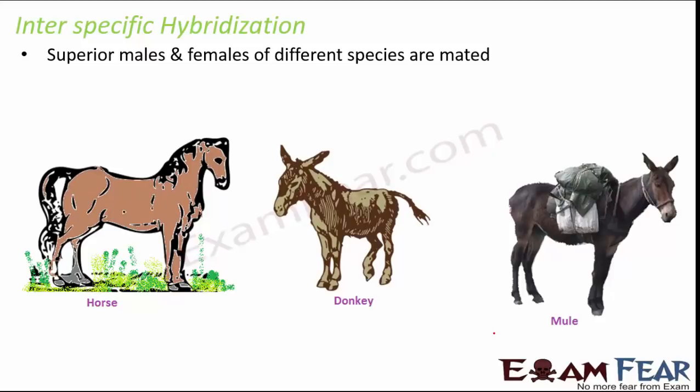When a superior male horse is mated with a superior female donkey, what we get is a mule, which is a different organism. This mule has certain characteristics of a horse and certain characteristics of a donkey. So it is neither a donkey nor a horse. So when we undergo interspecific hybridization, we get a new organism altogether.